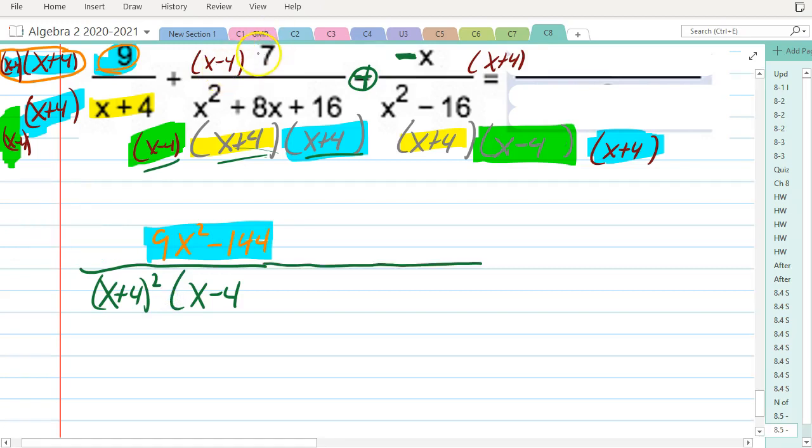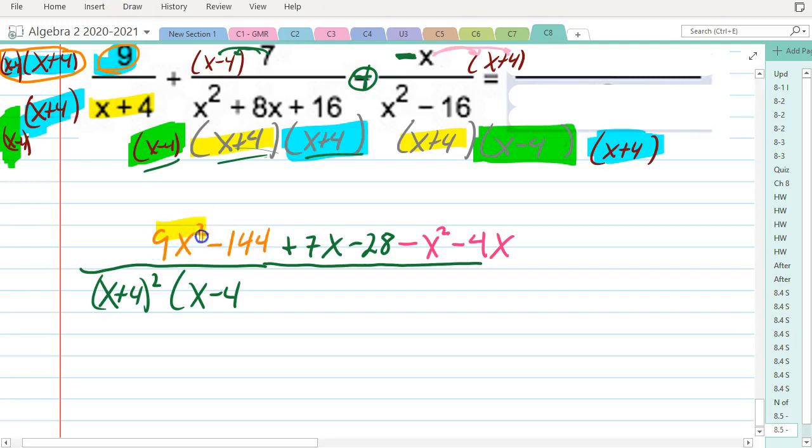Next, I had 7 times x minus 4. So I'm going to distribute the 7 through, and that's going to give me 7x minus 28. And then the last one, I have negative x times x and negative x times 4. And what that gives me is negative x squared minus 4x. Now I go through and look for things to combine. I have a 9x squared, and I have a negative x squared that can combine. I have a negative 144, and I have a negative 28 that can combine. And I have a 7x and a negative 4x that can combine. So we're combining like terms here.